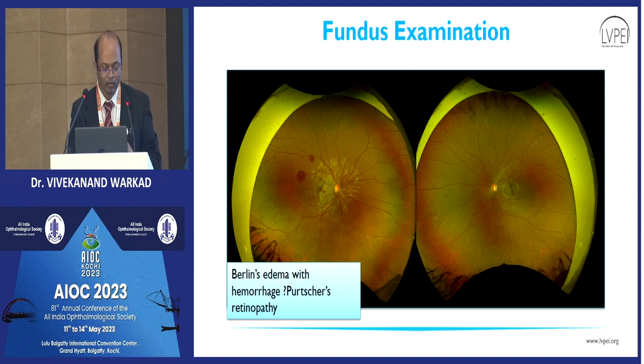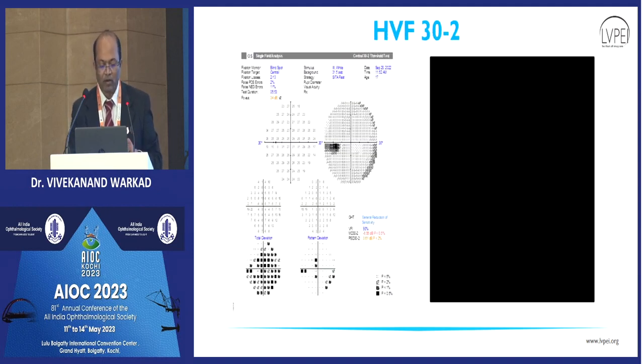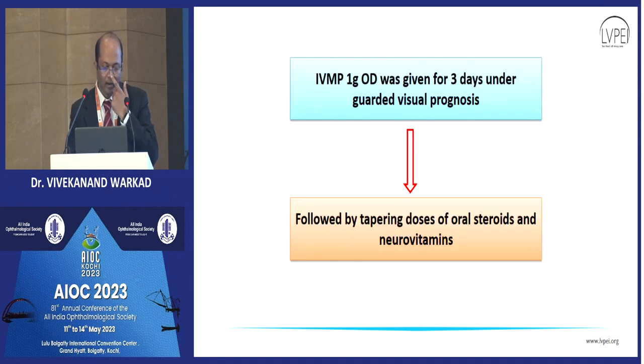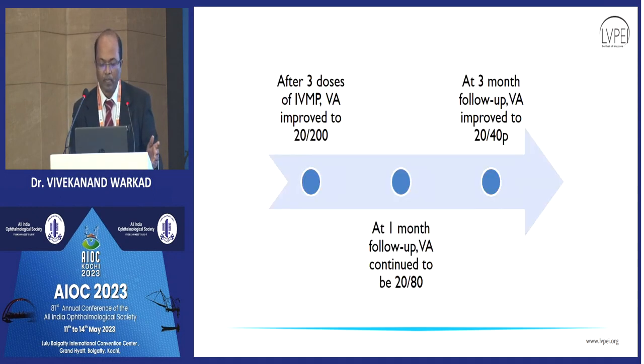Probably he had kind of a Berlin edema or Purtscher's retinopathy, and this is the field. So treat these patients with IVMP and follow them up. At 3-month follow-up, this patient improved to 20/40.